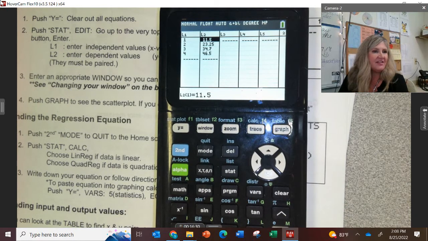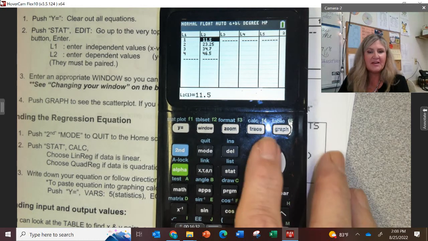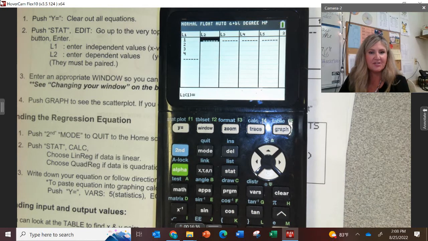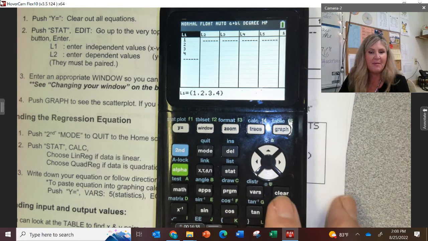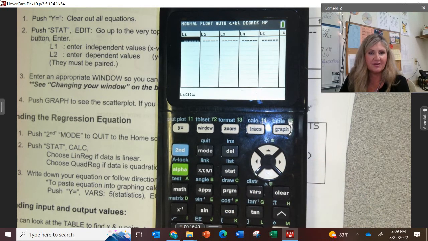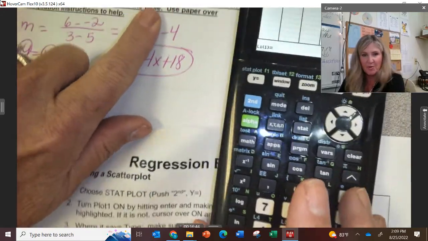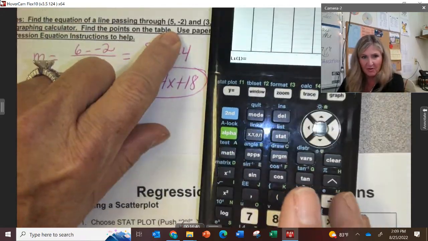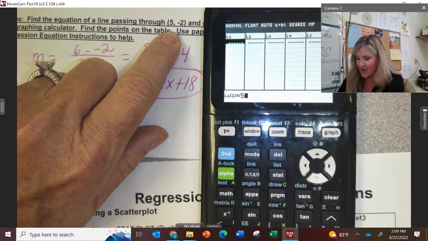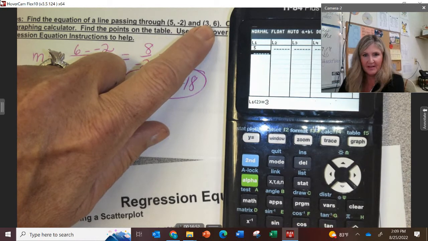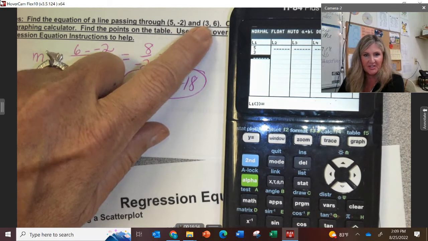Now, do you guys have anything in here? Probably not, but if you do, you go to the top, you hit Clear, Enter. I go to the top, I hit Clear, Enter. So now I'm going to put in my points. The points that we have for this problem, x is 5, and then x is 3. Enter. Every time, you push Enter.